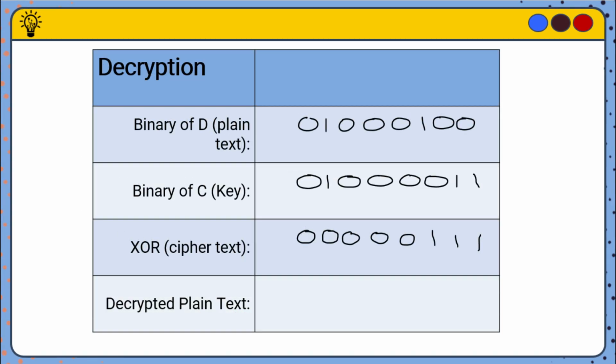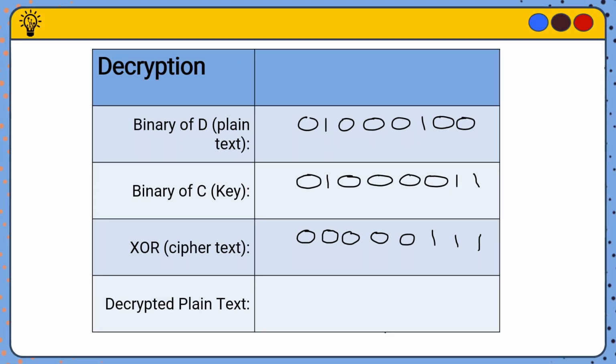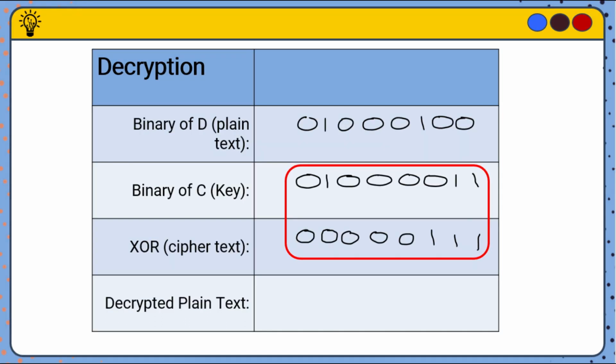Now that we've created the ciphertext, step five is decrypting the message. To decrypt our message, we simply repeat the XOR operation, but this time using our ciphertext and the same key. This will retrieve the original ASCII number of our plain text. Let's walk through the decryption.